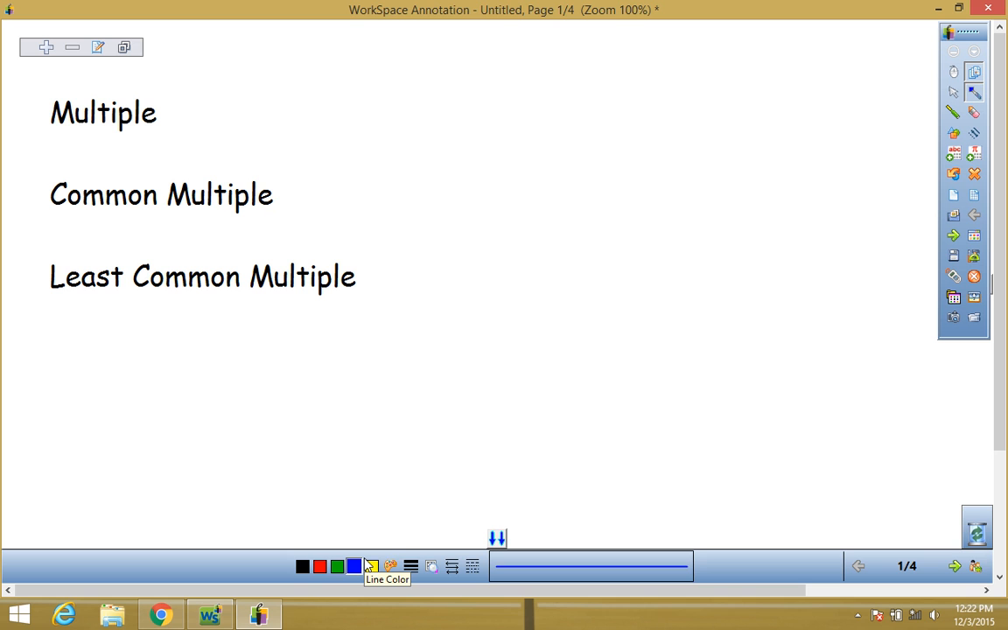Think about the word multiple, and I don't want the specific definition that you wrote down out of the back of the book. What do you think of when you think of the word multiple? Jocelyn? Multiplication. Okay. What else? Josh? More than one. Oh, so multiple of something. Okay, I like that. What else? Dylan?